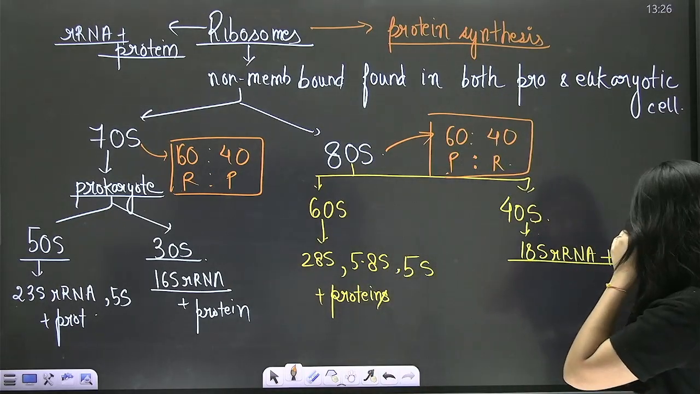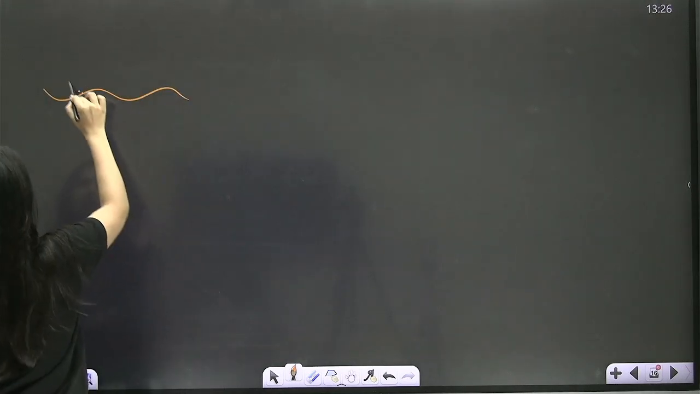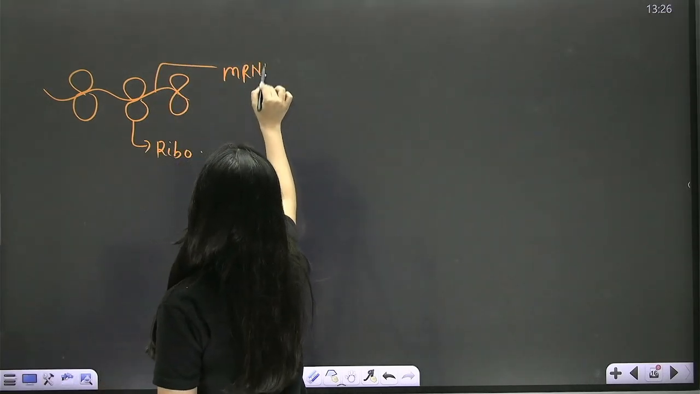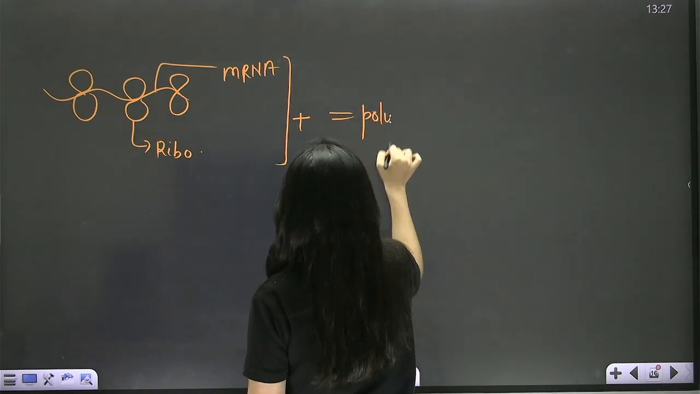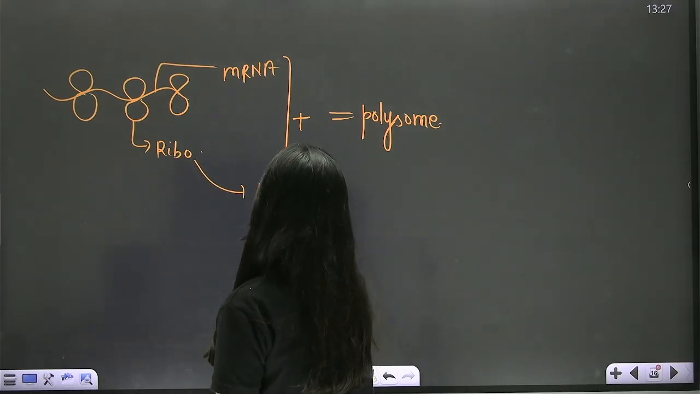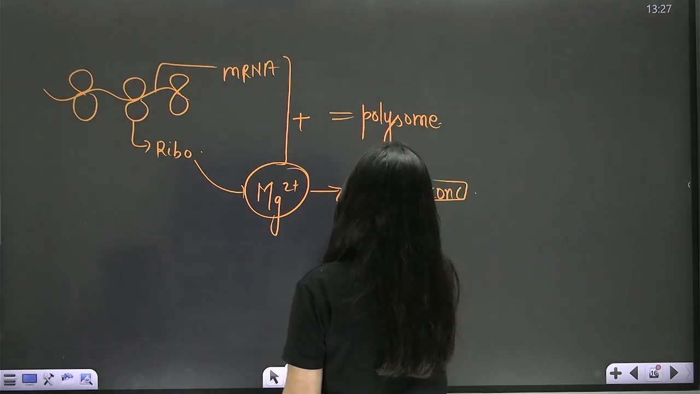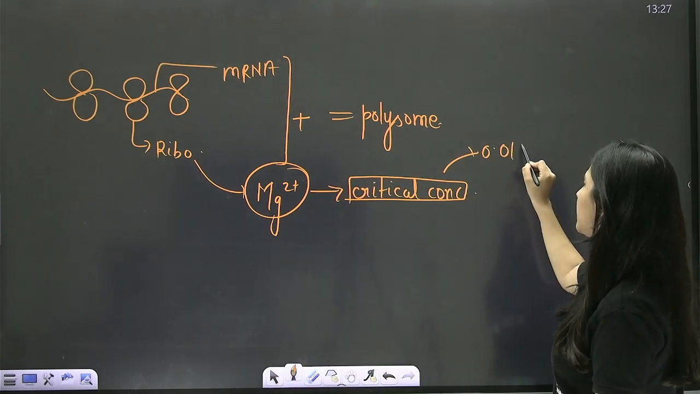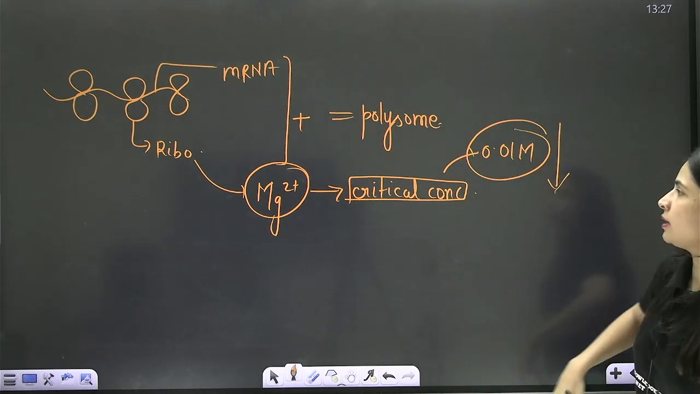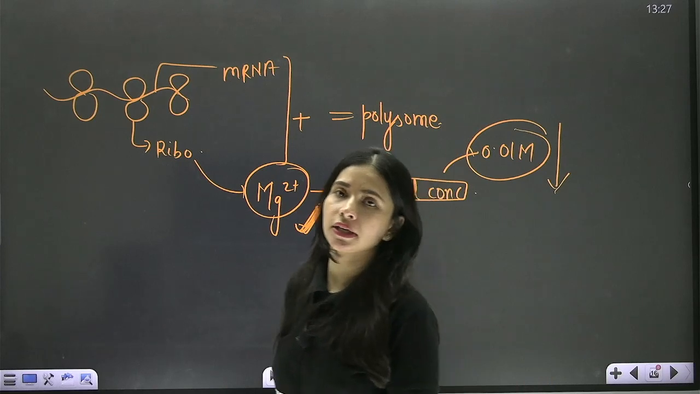But do you really find that RNA alone is capable of synthesizing protein? No. Ribosomes get associated with mRNA. So ribosomes plus mRNA together is known as polysome, which helps in protein synthesis. And for the attachment of ribosome to the mRNA chain, a special ion is required, magnesium ion. So if the critical concentration of magnesium is maintained, which is approximately 0.01 molar, then only ribosomes will attach on mRNA and help in protein synthesis. But if the concentration becomes less, then ribosomes will detach. So protein synthesis all depends upon the concentration of magnesium ion, right?